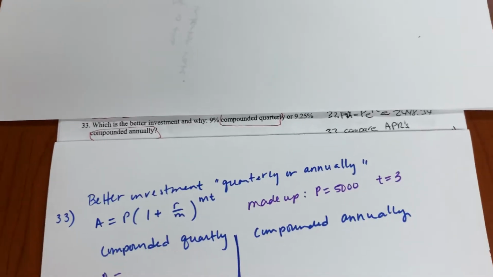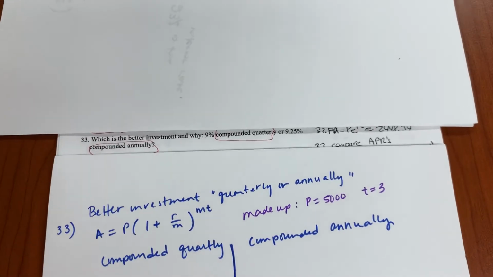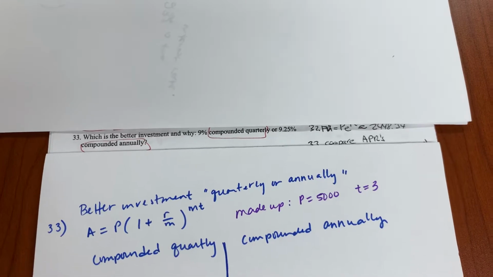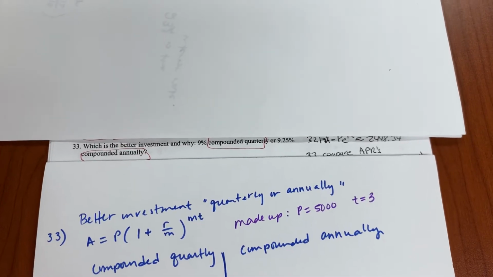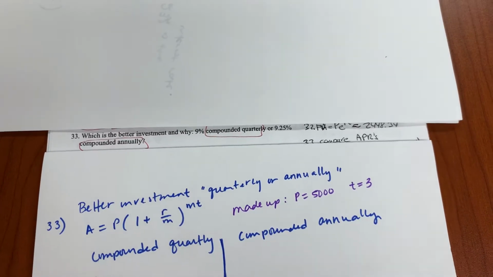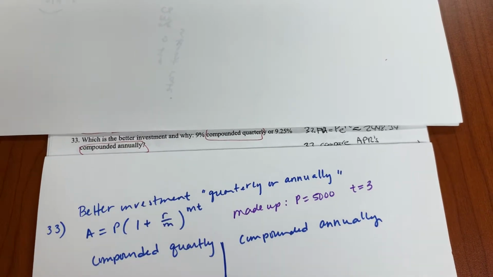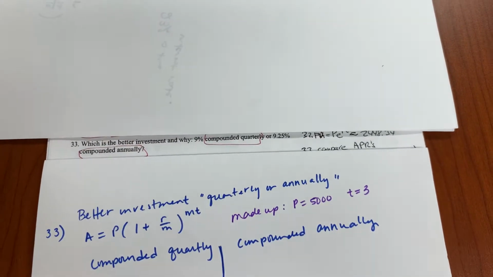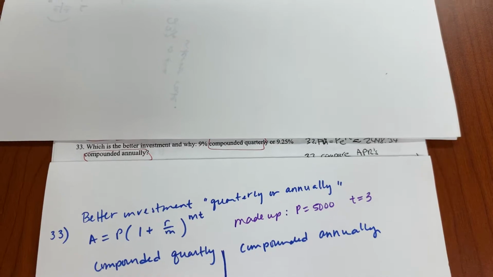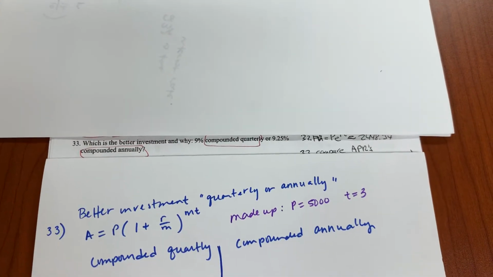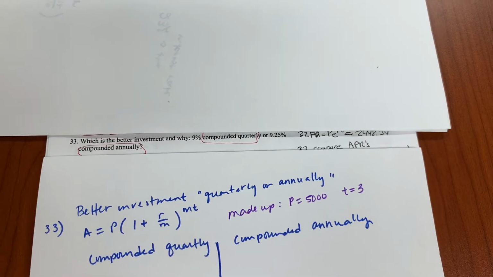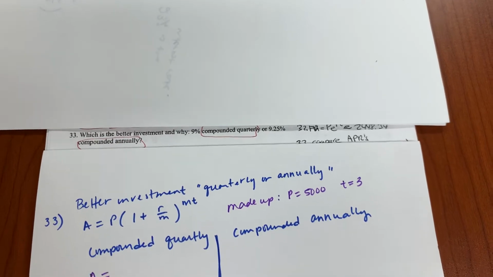Okay, we're going to do problem 33 in this video, which is a better investment: 9% compounded quarterly or 9.25% compounded annually. In this video, I'm going to show you how to calculate this two different ways. One, using the compound interest formula, and two, using the app in the graphing calculator. So let's get started on this one.